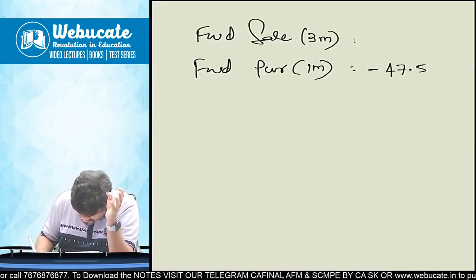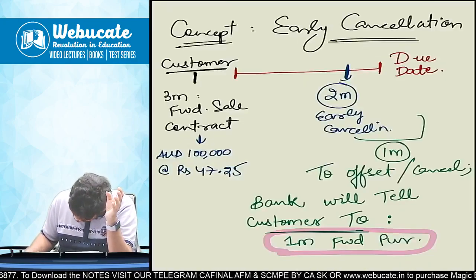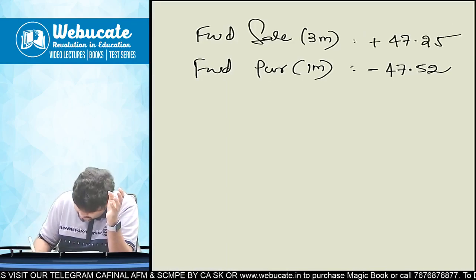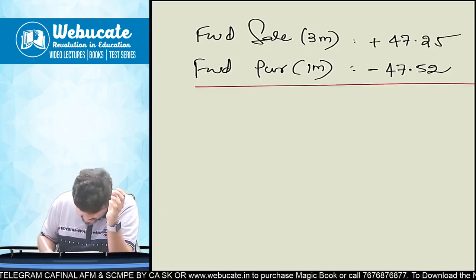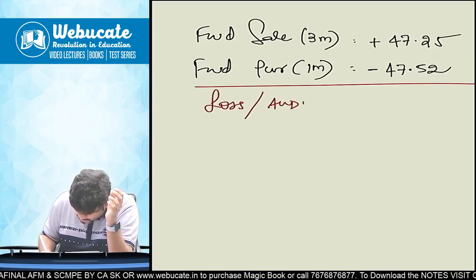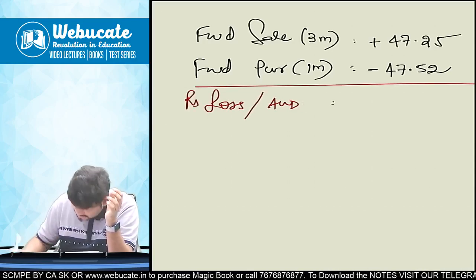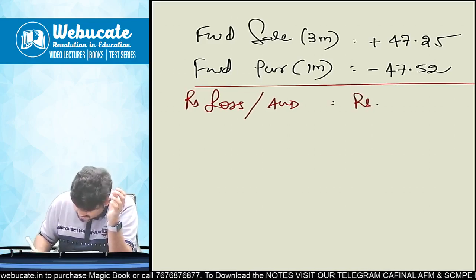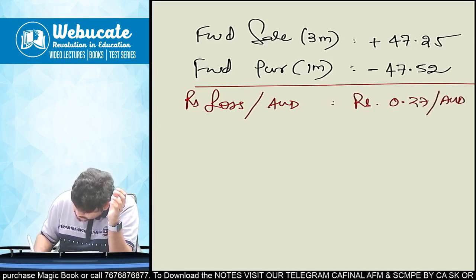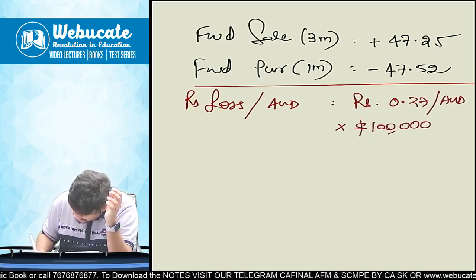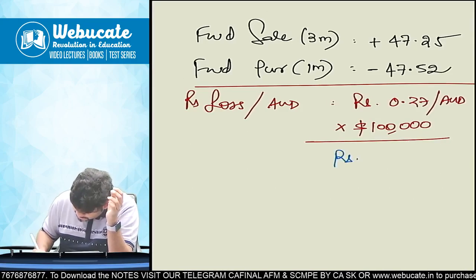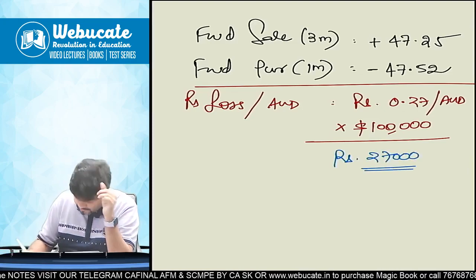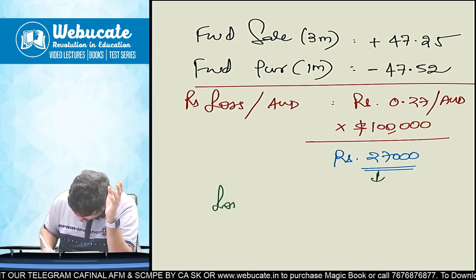47.5200 minus 47.52, forward sale, 47.25 plus 47.25. So it will result into a loss per AUD. Rupees loss per AUD, rupees 0.27 per AUD multiply by 1 lakh will give us rupees 27,000. So this is loss of customer.